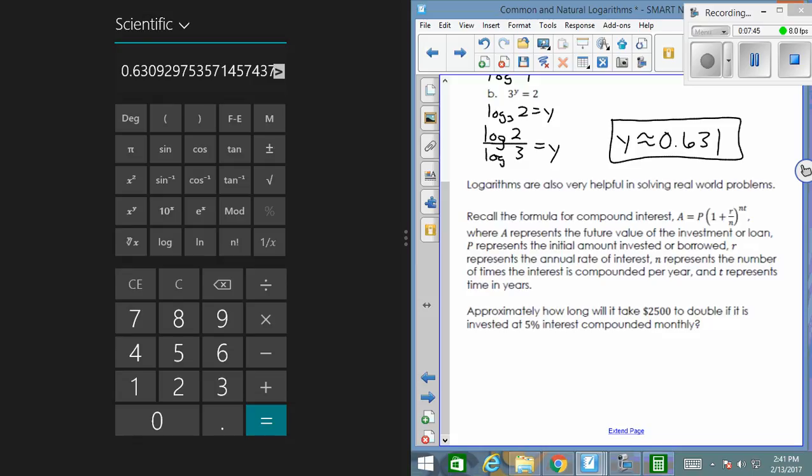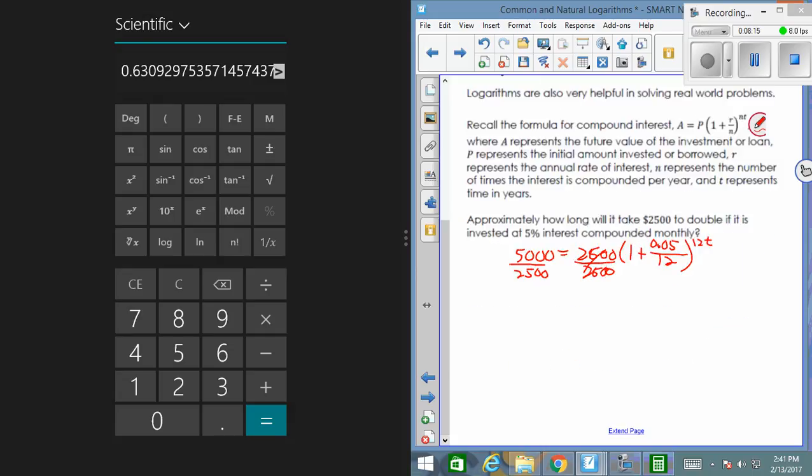Okay, so we know A says that it's going to double, so that's going to be 5,000 equals our principal, which was 2,500, times 1 plus our rate at 5%, which is 0.05, over our n. Our n is compounded monthly, so that means 12 times a year, to the nt, which would be 12t. t is what we're solving for. So first thing I've got to do is divide by this 2,500. So I get 2 is equal to 1 plus 0.05 over 12 to the 12t.